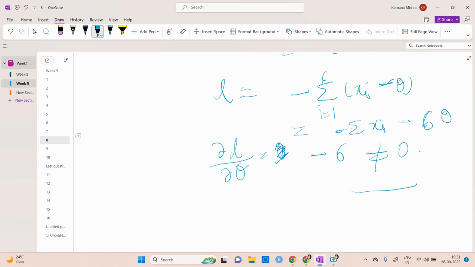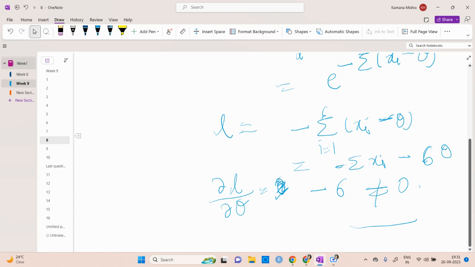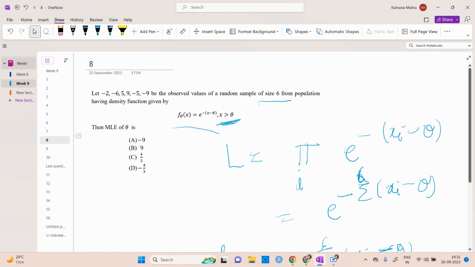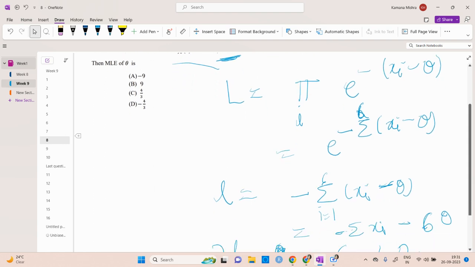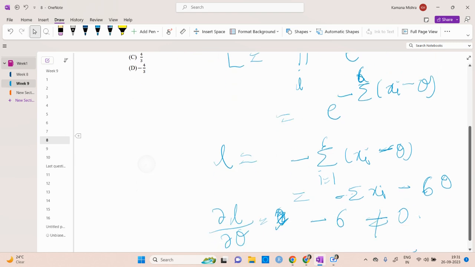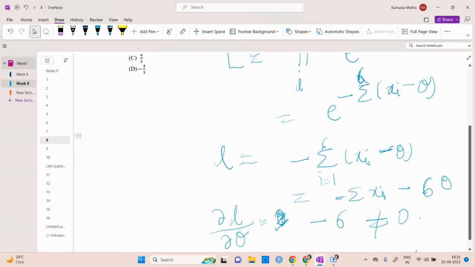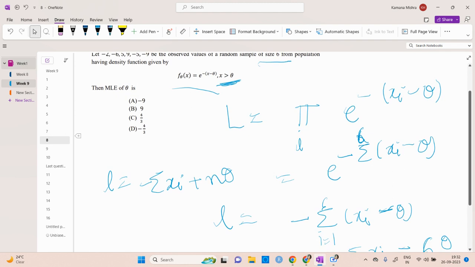So at this point of time, when you get ∂L/∂θ as an absurd value, it is because in the time of checking L, we do not consider its range. So now we will consider its range, and then we say that we have log L is equal to minus summation xi plus nθ. Let me just write it. This is minus summation xi plus nθ. So we say that this is maximized when θ is minimized.